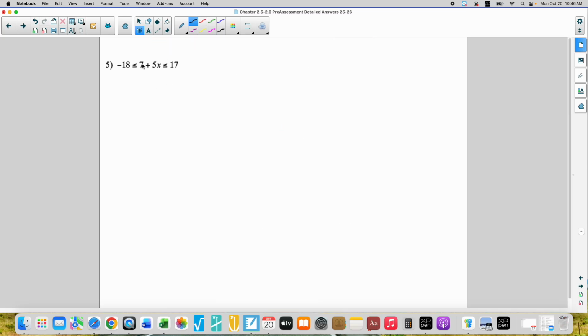Good. This is an AND statement. Notice also we didn't discuss this on problem number 1, but it is numerical order, -18, 17, and then they are less than signs. So we're going to write our two statements. -18 is less than or equal to 7 plus 5x. And we're going to write the other part. Now that's a little, there we go.